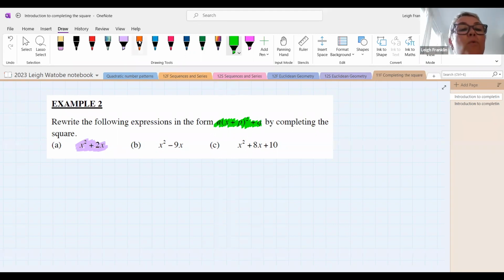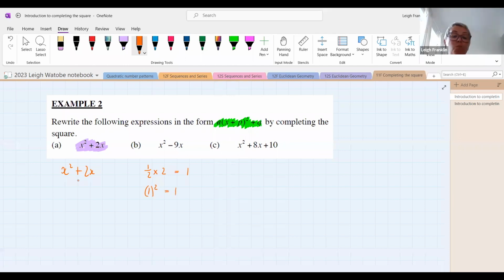So if I now want to complete the square on the first one, I've been given x squared plus 2x. I'm going to take half of the middle term, which is 2, and half of 2 gives me 1. Now, in order to complete the square, I need to take that value, whatever it is, and square it.